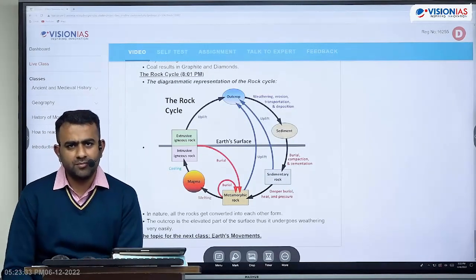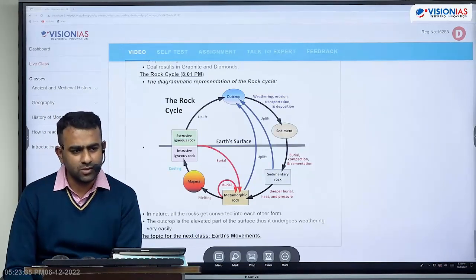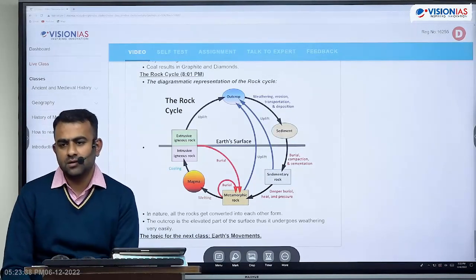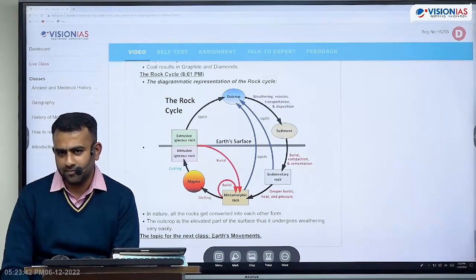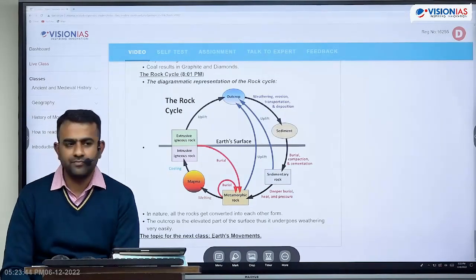There is another phenomenon related to the Earth's outer core. That is geomagnetism. That is related to rotation. That is a different matter, so we'll talk about that. Okay? Anything else?